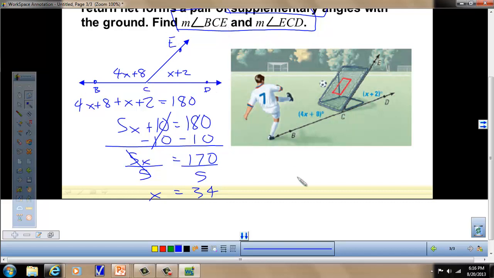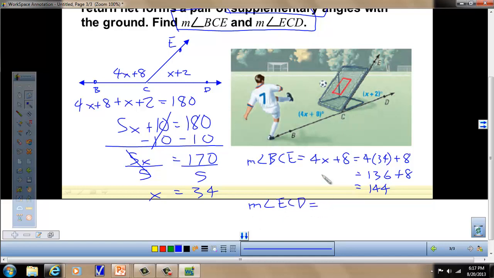So I'm going to find BCE first. Measure of angle BCE is equal to 4x plus 8. Can we see it right here? BCE is 4x plus 8. So we know that x is equal to 34, so we're going to say 4 times 34 plus 8, and we get 16 carry the 1, 12 is 136, plus 8 gives me 144. Now we're going to do the same thing for ECD.